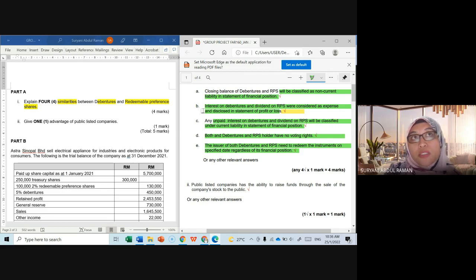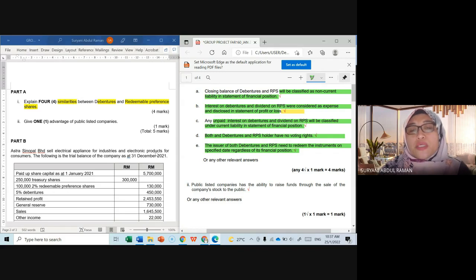Okay, some of you just mentioned the return, but you did not elaborate more. What do you mean both have return? If you say both have return, where debentures receive interest on debenture and redeemable preference shareholders will receive dividend on the RPS, then I will give you the point. But if you just mention both will get return, then I need further clarification, because others also have return, right? Ordinary shares, preference shareholders also get return.